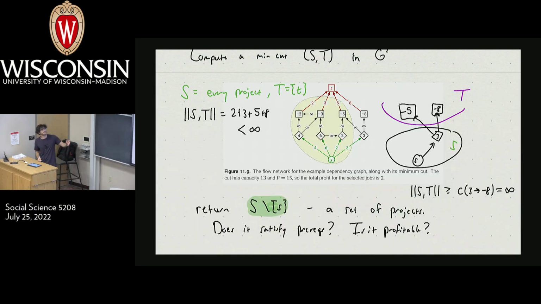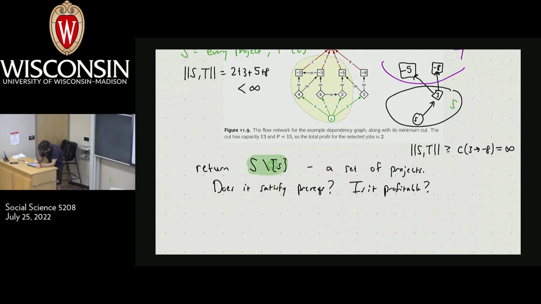So if you ever try to not satisfy prereqs, you'll instantly get an infinite cut. And because you're computing minimum cuts, you'll never do that. So you're always guaranteed that prereqs are satisfied. So this is yes, because the cut is minimum capacity. Otherwise, we get infinite.